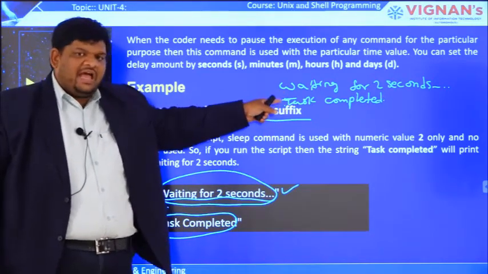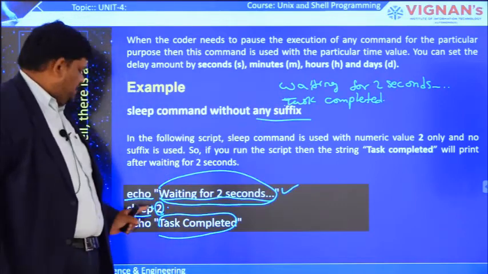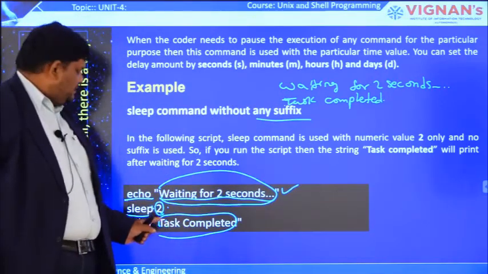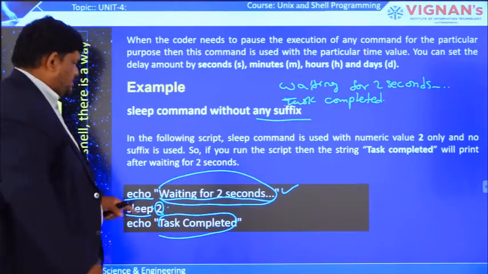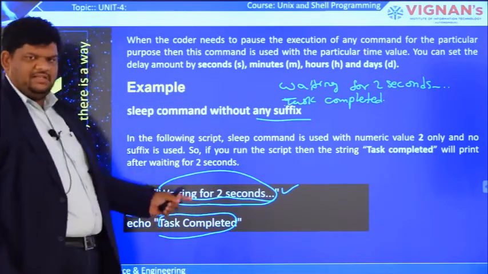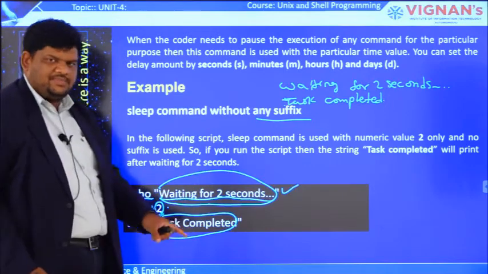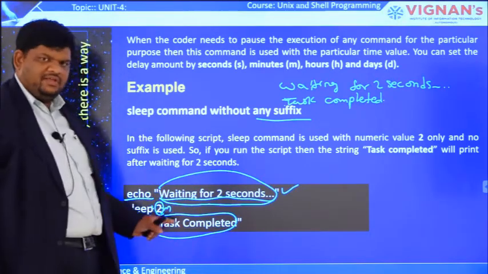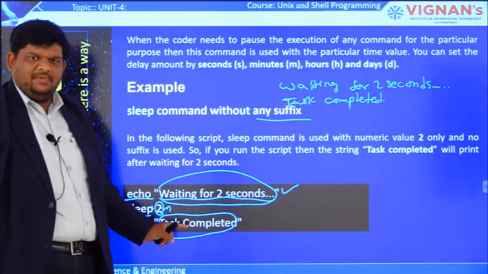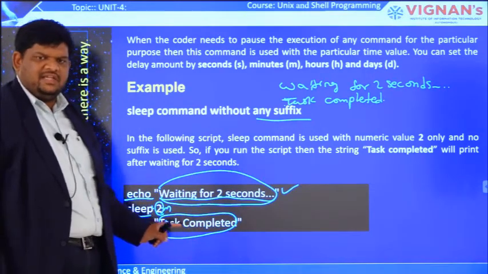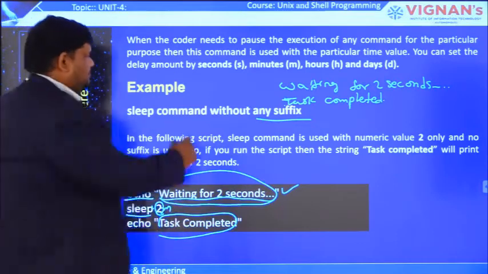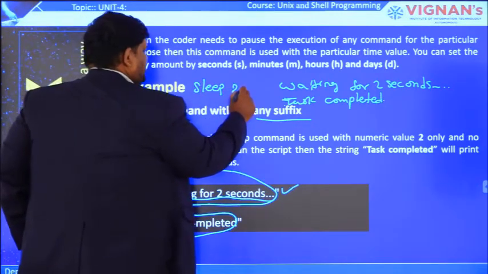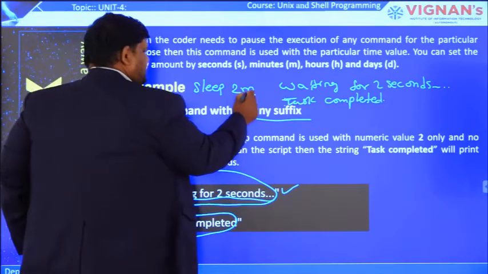Why did that much delay happen? Because we are providing the sleep command with a number. This example is without any suffix. For example, here I am providing a suffix, 2m. If I provide m as a suffix, that is sleep space 2m, the number is 2 and the suffix is m, that means 2 minutes.